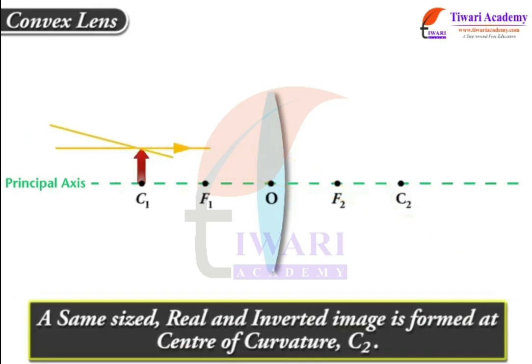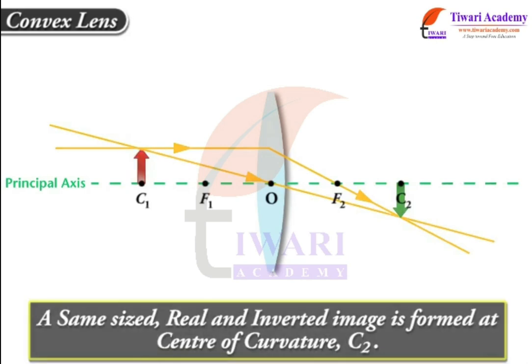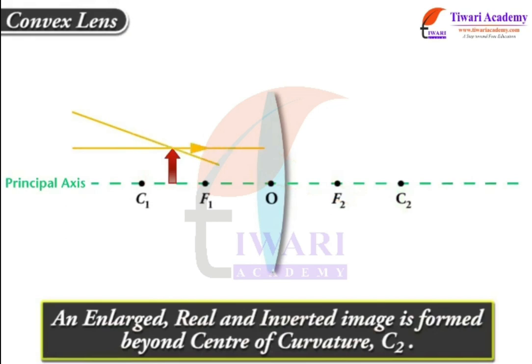A same-sized, real and inverted image is formed at center of curvature c2 when the object is placed at center of curvature c1 of a convex lens. An enlarged, real and inverted image is formed beyond center of curvature c2 when an object is placed between center of curvature c1 and principal focus f1 of a convex lens.